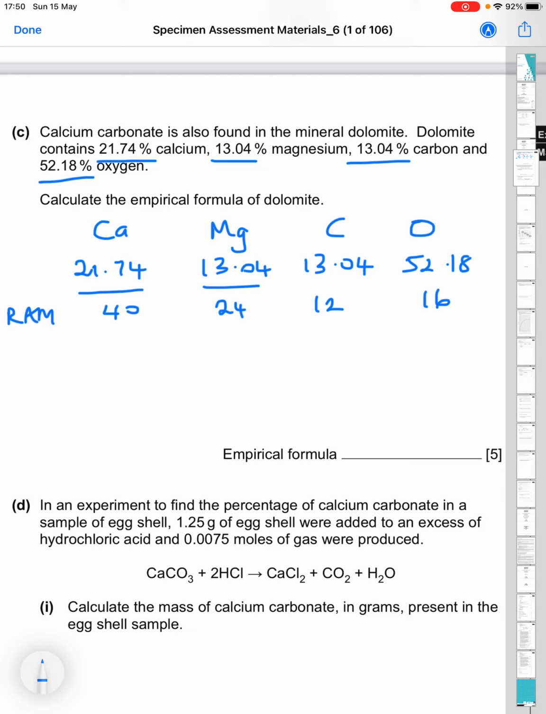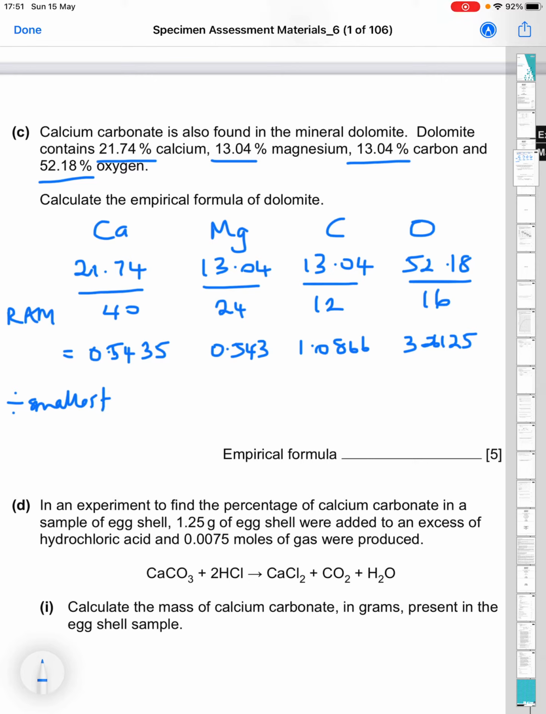And then we divide each one through by its relative atomic mass. And we get 0.5435 for the calcium, 0.543 for the magnesium, 1.0866 for the carbon, and 3.26125 for oxygen. Then we divide by the smallest.